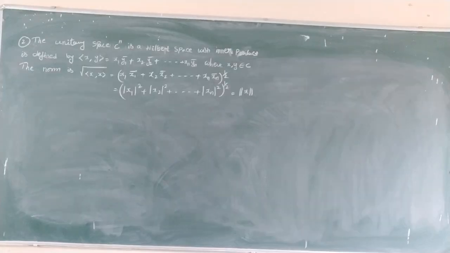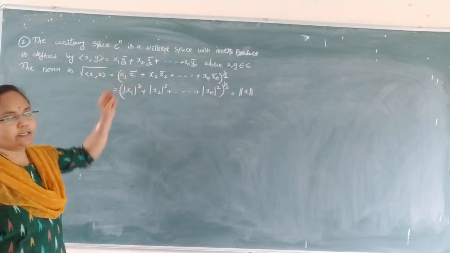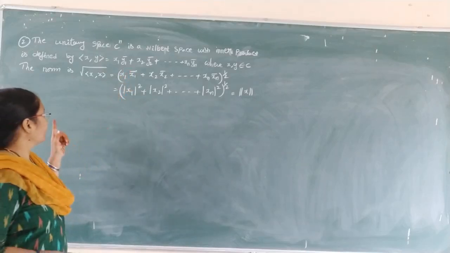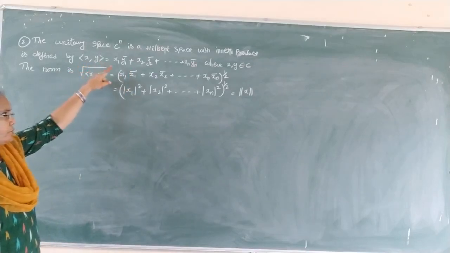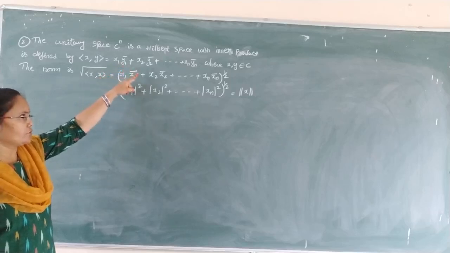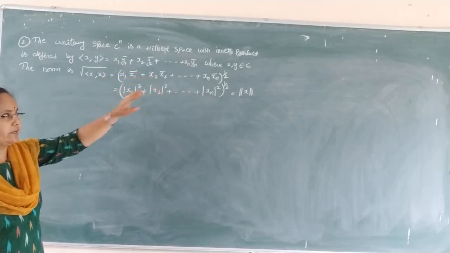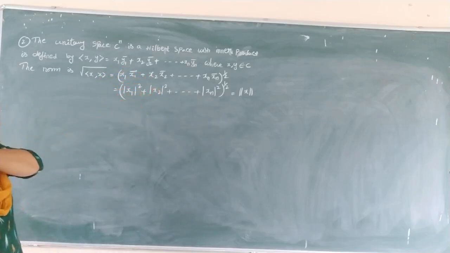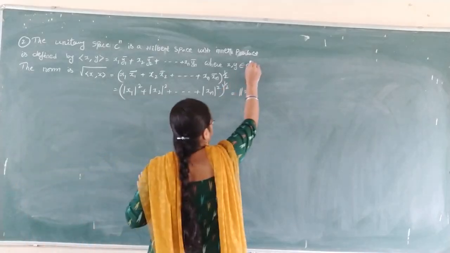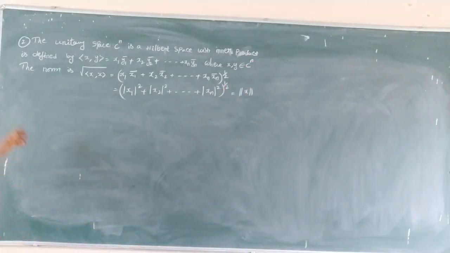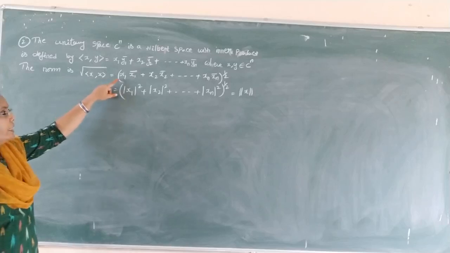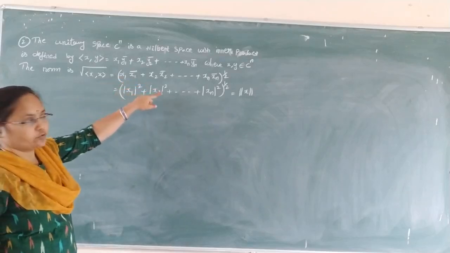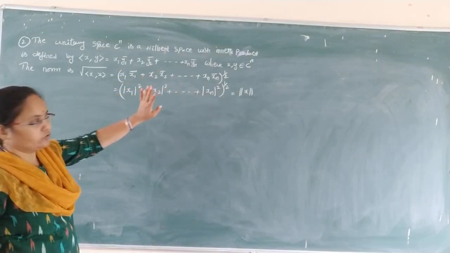See our second example, unitary space. Unitary space C power n is a Hilbert space if an inner product is defined by the inner product of two vectors x comma y is equal to x1 y1 bar plus x2 y2 bar plus so on xn yn bar, where x comma y belongs to C power n, and the norm is root of the inner product x comma x, which is equal to (x1 x1 bar plus x2 x2 bar so on xn xn bar) power 1 by 2.